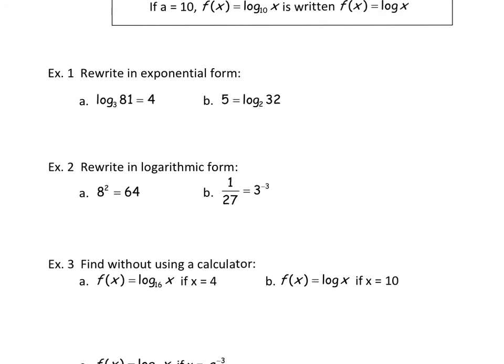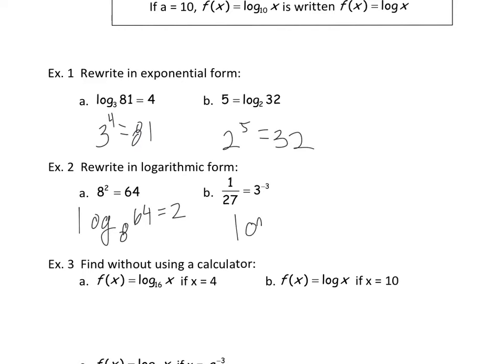Okay, just a couple of rewriting in exponent form. You can go ahead and do this individually or just simply watch. Here, this would be 3 to the 4th equals 81. Here, this would be 2 to the 5th equals 32. Other way around, going from exponent to logarithm form, log base 8 of 64 equals 2. Here, the base is 3, and the value is 1/27. You just write it on line with the logarithm as best as possible, equals the exponent, which is negative 3.